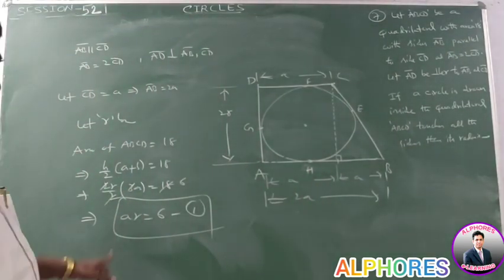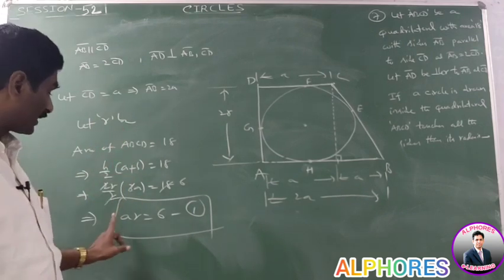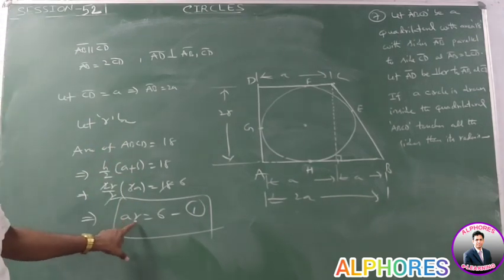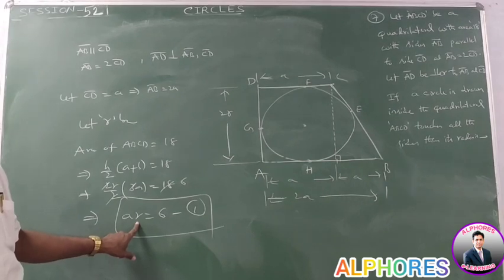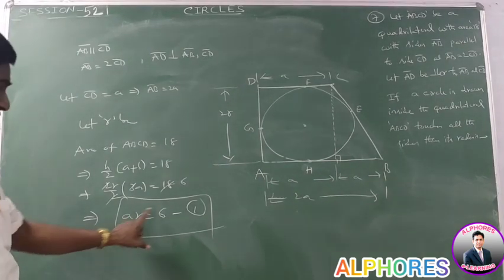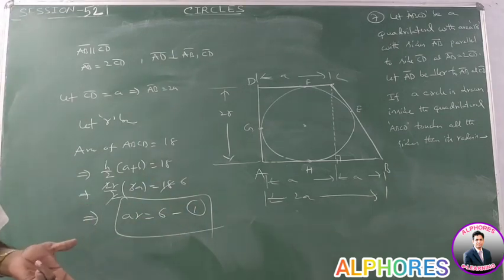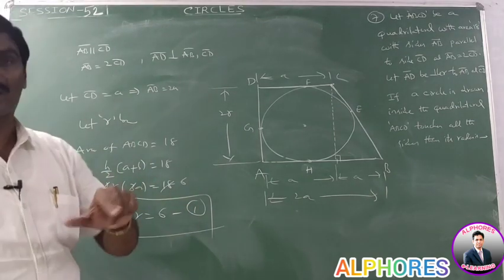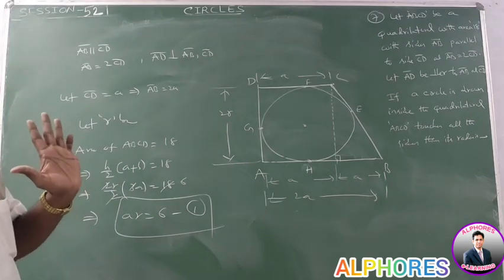Now we find the relation between A and R. For solving A, here there are two unknown values. For finding two values, the required number of equations is 2. So one equation is available. We find another equation also. That is, we find the relation between A and R. How do we find the relation between A and R?